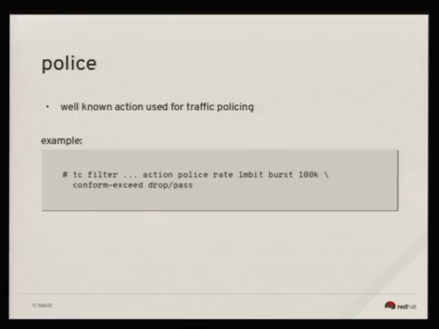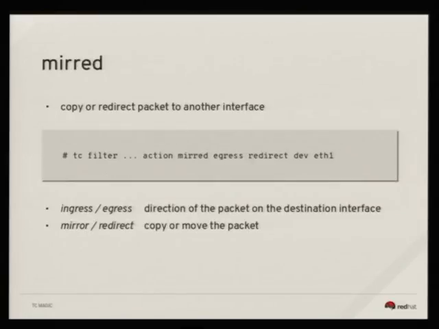Police, you may know this action if you did any shaping or policing with QoS. So police just matches packets based on rate, based on the traffic, and then you can specify those two operations here, conform and exceed. So this one is executed when the quota limit is exceeded, and this one when it's within quota. So yeah, let's go to the next one.